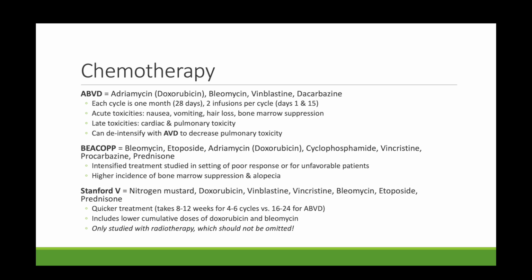We also briefly mentioned another alternate chemo regimen, which was called BEACOPP. BEACOPP has been utilized for early stage unfavorable as well as advanced stage Hodgkin lymphoma as an intensified treatment that has been used in the setting of a poor response for these higher risk patients.